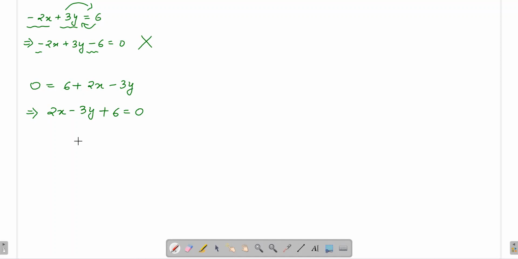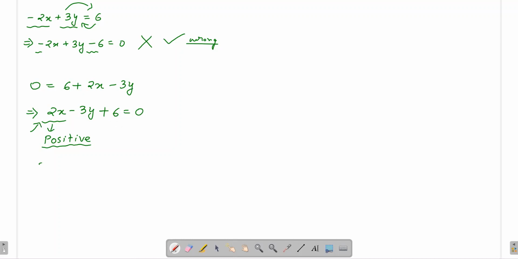So what we always try to attempt is to keep the coefficient of x positive. This is no hard and fast rule. You can do it like this also. No one will make it wrong. But what we keep in mind, we always try to do it like this.